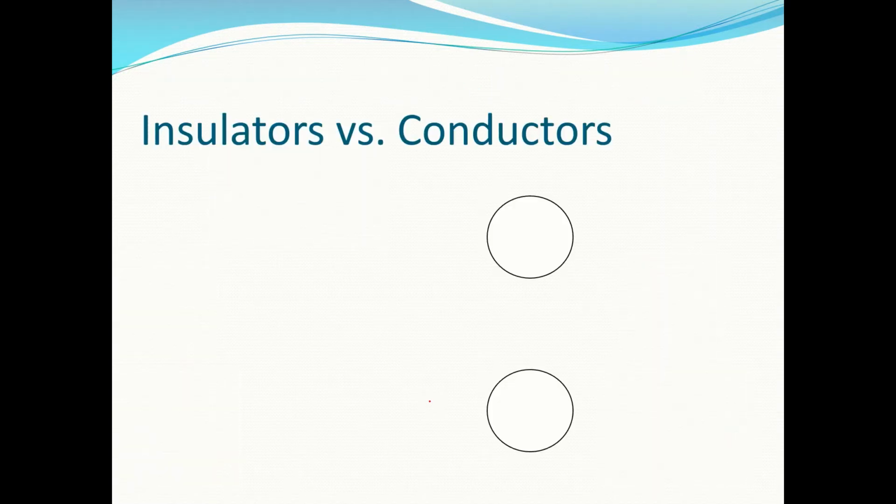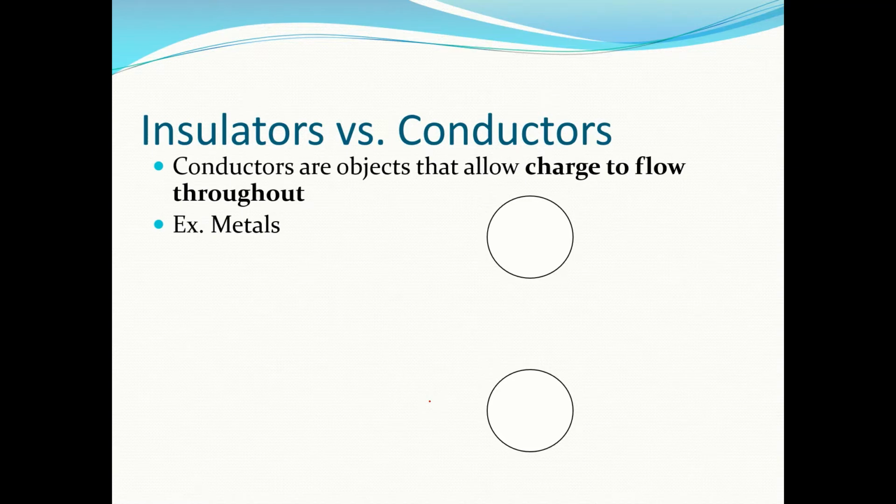So, conductors versus insulators. Conductors are objects that allow the charge to flow throughout. So if I had a negatively charged object here and I touch this together and I charge this up, this would become negatively charged. And how those charges would distribute would be like this. These are all negative charges, and they would try to get as far away from each other as possible, so they would sort of go around the outside.